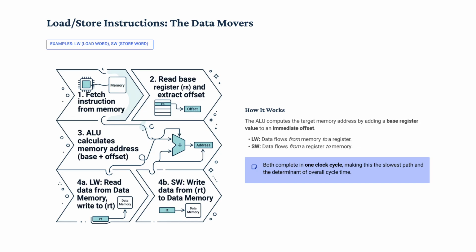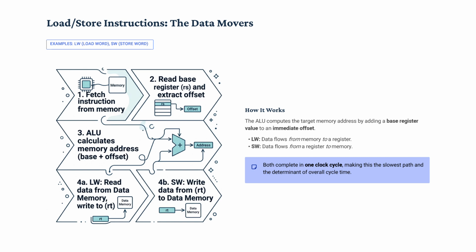For load and store instructions, data moves as follows: fetch the instruction from memory, read base register and the offset, and the ALU calculates the memory address. If it is a load, read data from data memory and write to register. If it is a store, write data from register to data memory. In the ALU operation, the calculation is base plus offset. It is the effective address calculation.